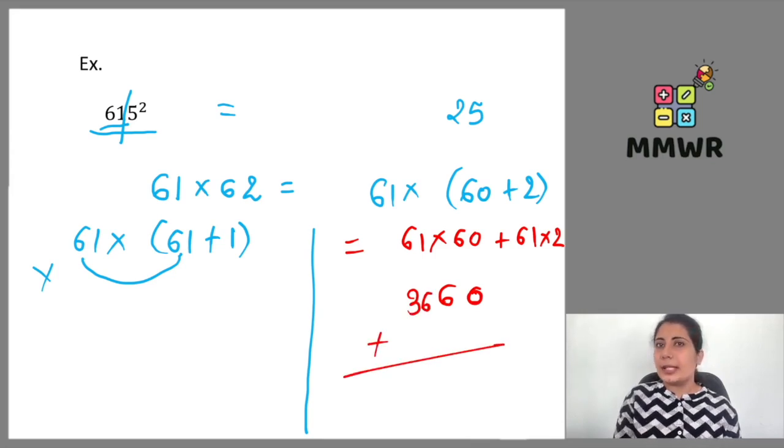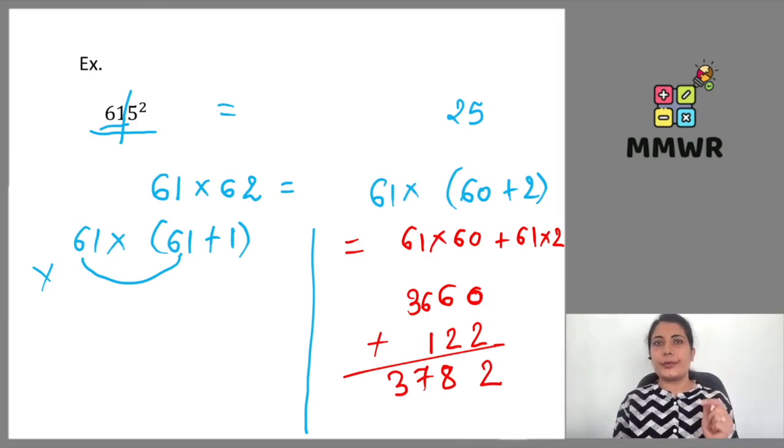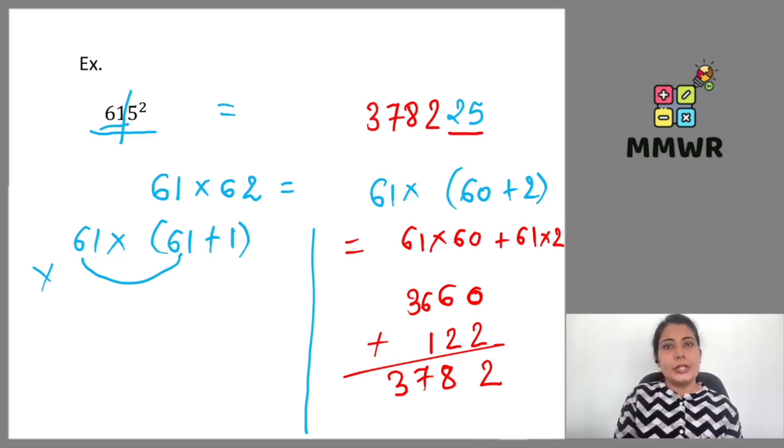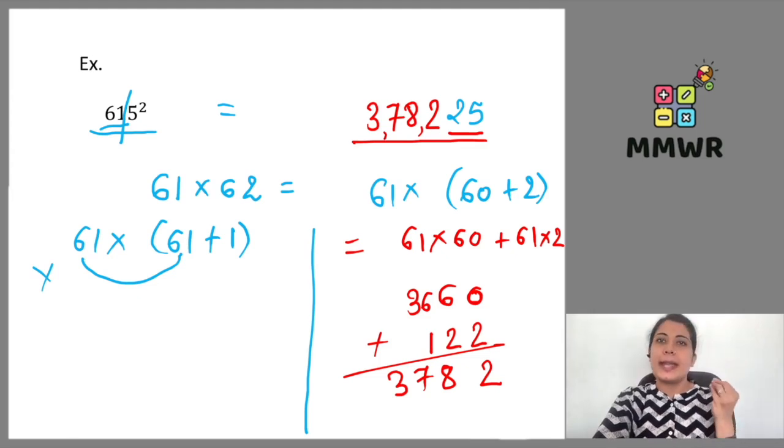Then we'll be adding 61 multiplied with 2. 2 ones are 2, 2 sixes are 12. So let's add it. 3782 when we took the product of 61 with 62. So 3782, and 25 is also there. Okay, so the answer, that means the square of 615, is 3,78,225.